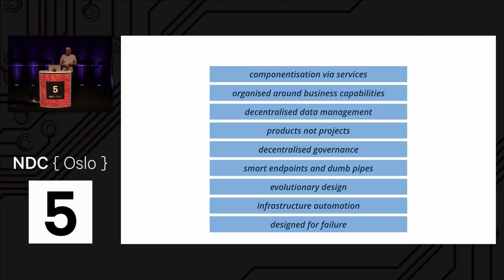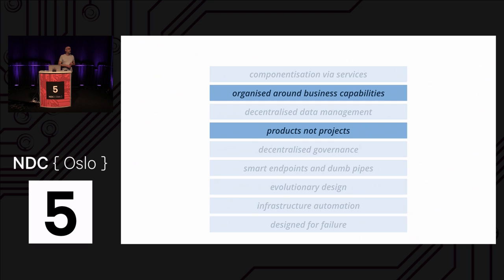The other things are as important. And fundamentally, there's this idea of organizing around business capability. What is a business capability? We'll come to that in a sec. So I'm going to be talking for the rest of this around these two characteristics: organized around business capabilities, and the idea of running long-lived product teams rather than short-lived project teams.